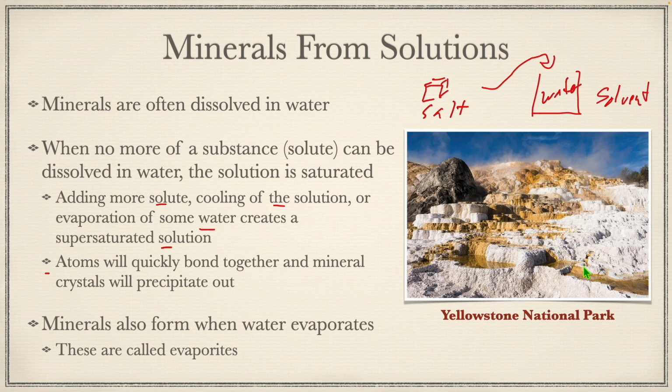Minerals also form when water evaporates, and these are called evaporites. This is like if the water completely evaporates, you're left with evaporites. And this is basically Yellowstone National Park. This is some of the warm springs there and a lot of the minerals that have precipitated out as the water has evaporated from these hot springs.